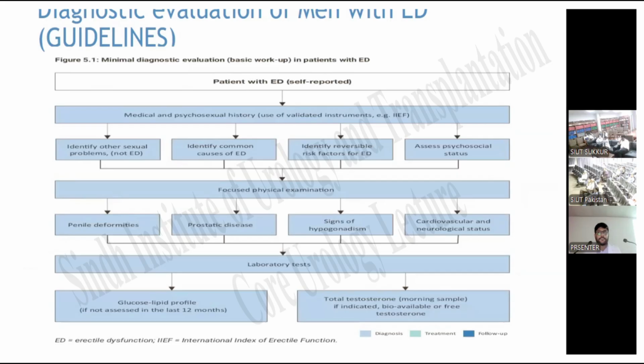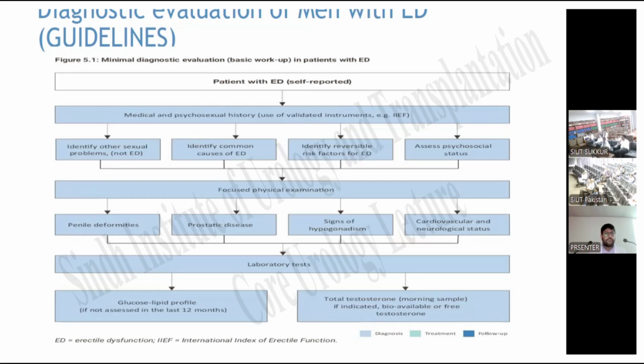Sir, first of all, if there is an obvious cardiovascular risk factor present, then we will be doing a CAC scoring. And other than that, if a patient presents with ED at less than 50 years of age and having comorbidities like diabetes, hypertension, insulin resistance, then we should go for CAC scoring.